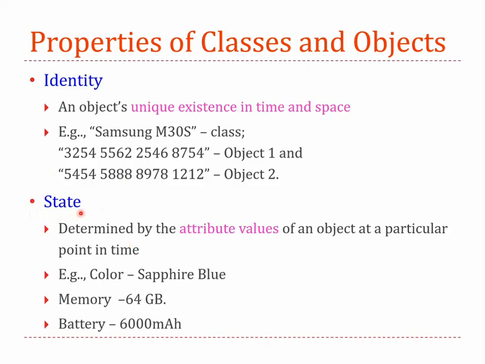The second property is called state. The state of an object is determined by the current values of its attributes. For example, in a mobile phone, the battery level, memory size, and color together represent its current state.